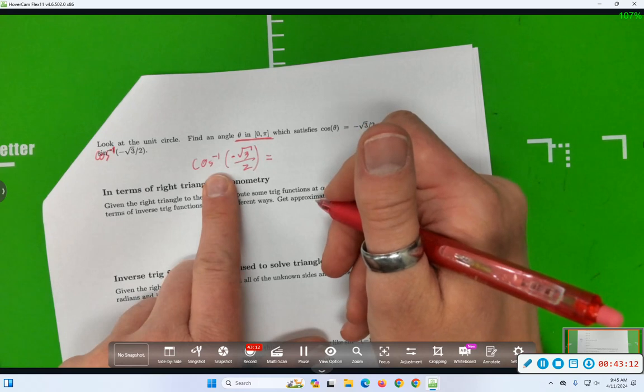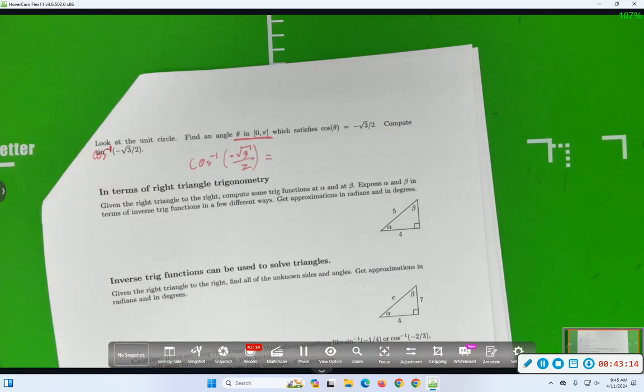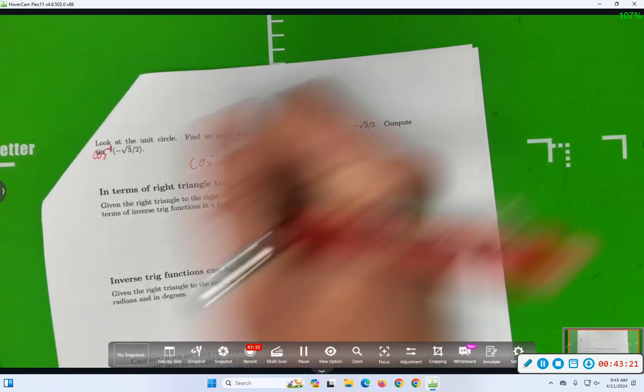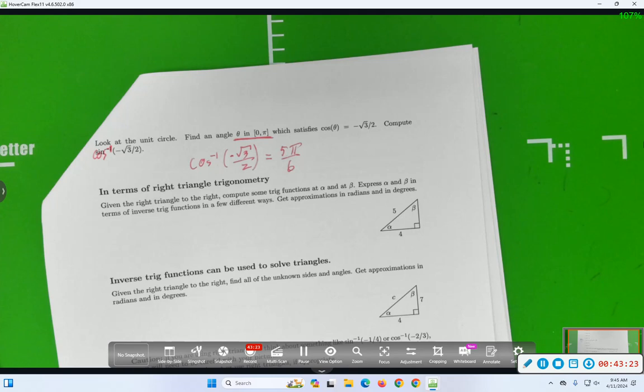Inverse cosine of negative root 3 over 2. What did you just tell me that it is in radians? 5 pi over 6. And what is it in degrees? 150 degrees.